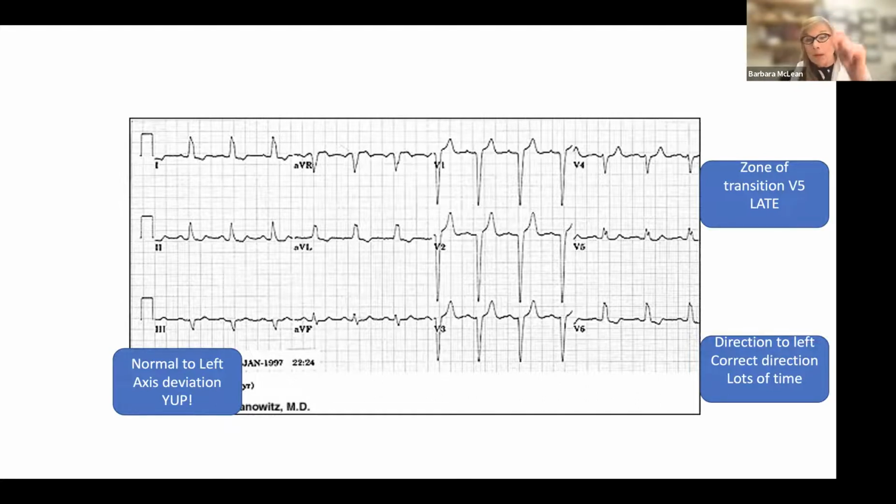So I don't absolutely have a T wave inversion here, but I do have some other abnormalities as it relates to my ST segment. So normal to left axis, zone of transition in V5, that's late, poor R wave progression. Direction is going to the left, which is the correct direction, but it took a lot of time. This is a left bundle branch block.